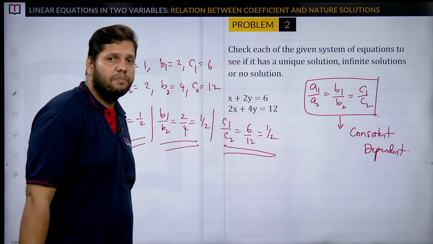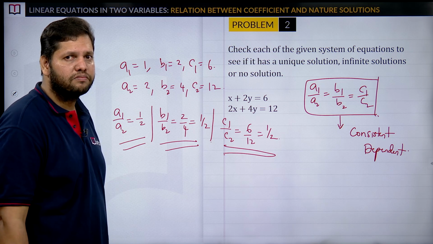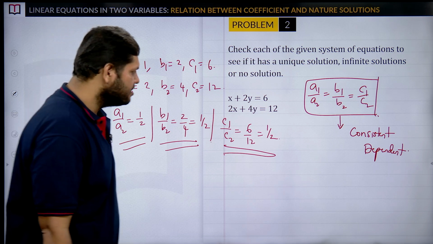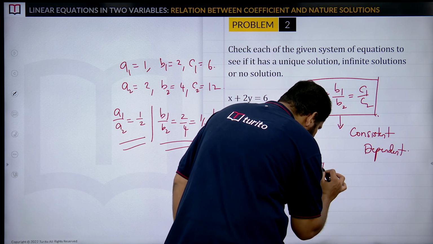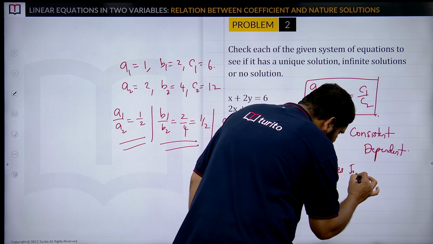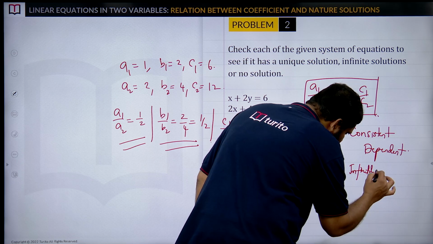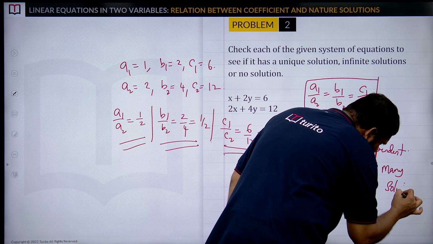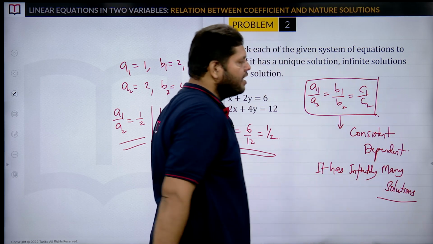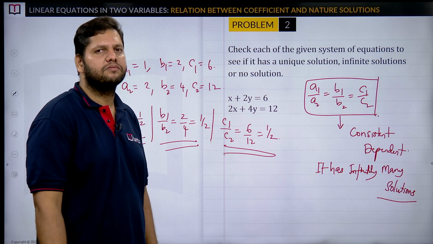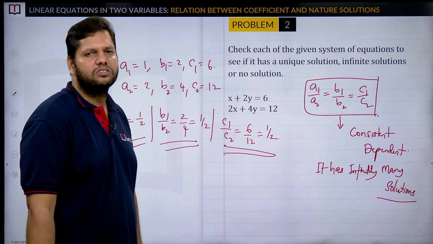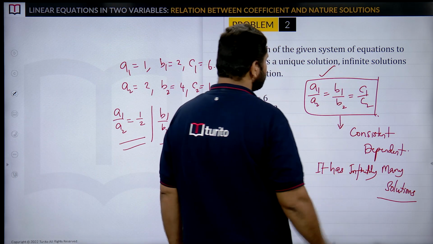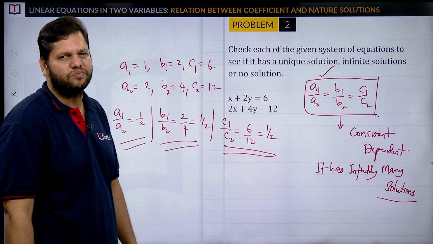So consistent and dependent means, what can we conclude, children? We can conclude only one thing. What do we conclude directly? It has how many solutions? Infinitely many solutions. So we can say it has infinitely many solutions. Clear, children, this point, or any doubts? Because it is satisfying the last condition: a1 by a2 is equal to b1 by b2 is equal to c1 by c2.